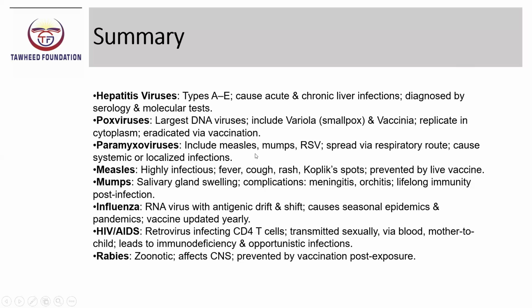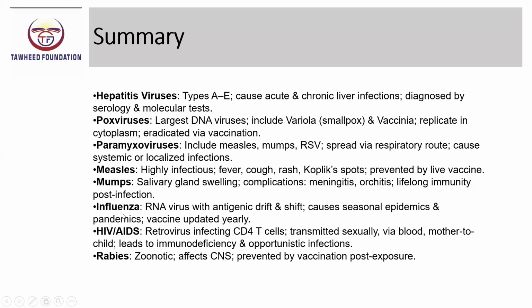Paramyxoviruses include measles, mumps, and RSV, spread via the respiratory route, and cause systemic or localized infections. Measles: highly infectious, with fever, cough, rash, and Koplik spots, prevented by a live vaccine. Mumps: salivary gland swelling, complications include meningitis and orchitis, with lifelong immunity post-infection.